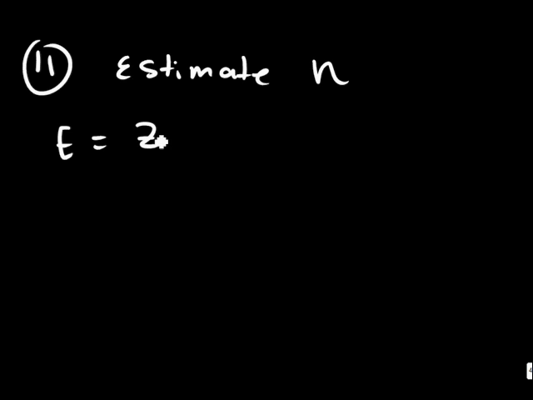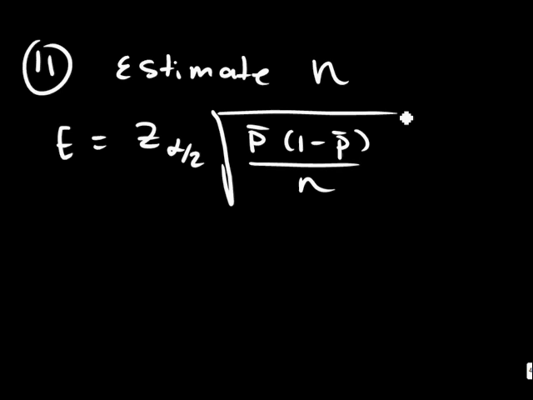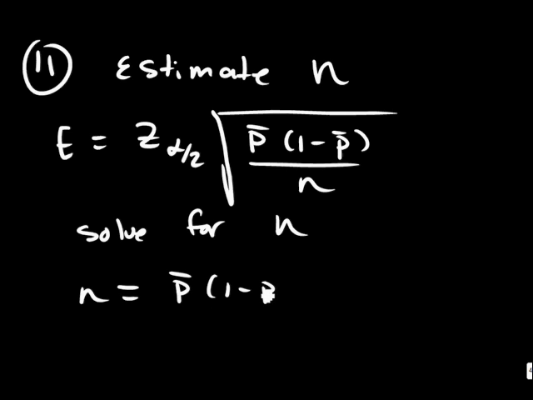Question 11. Question 11, we have to estimate the sample size. Now, our error formula is z alpha over 2 times the square root of the sample proportion times the complement over the sample size. And again, if we solve for n, we'll get n equal the sample proportion times its complement, z alpha over 2 over the error, to the second power.